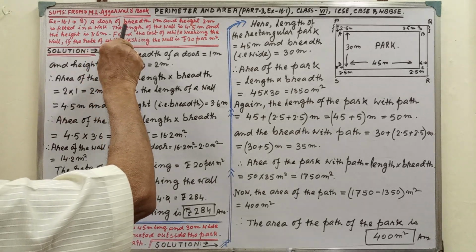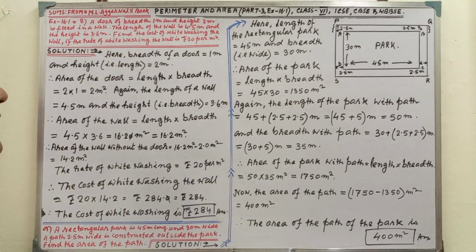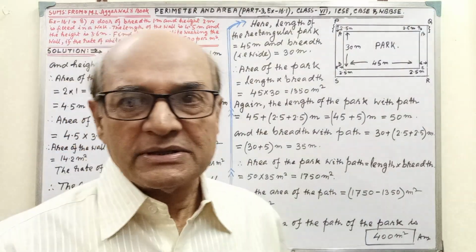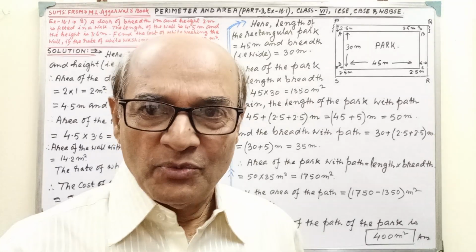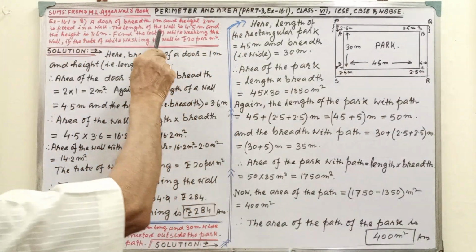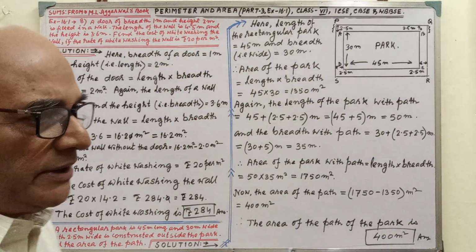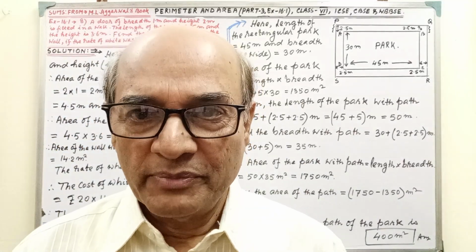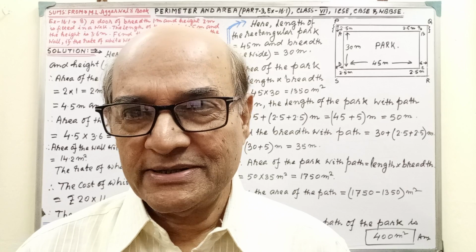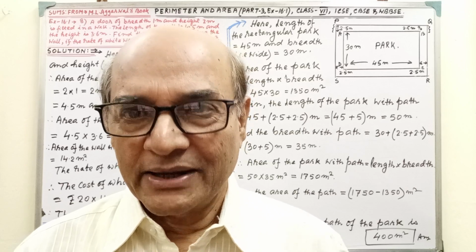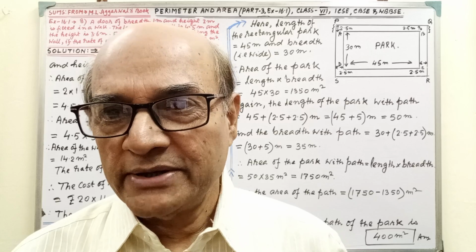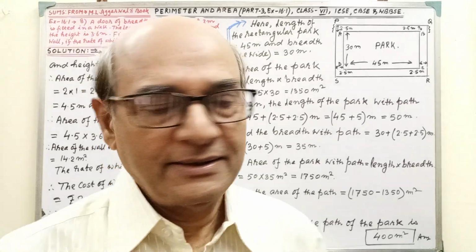A door of breadth 1 meter and height 2 meter is fitted in a wall. You will get the sum in your book, and here also it is written clearly. When you are reading the problem, two things you have to understand clearly: what is given in the problem and what is required.